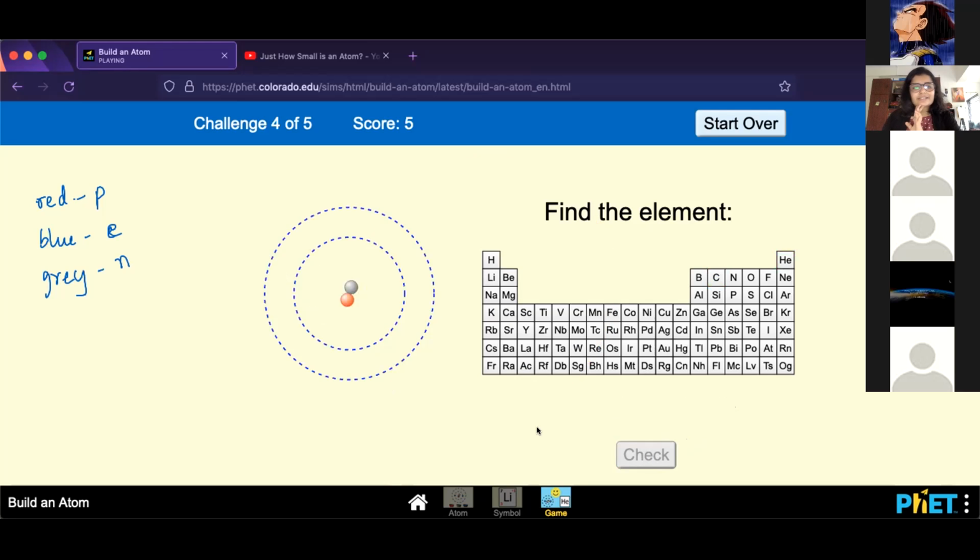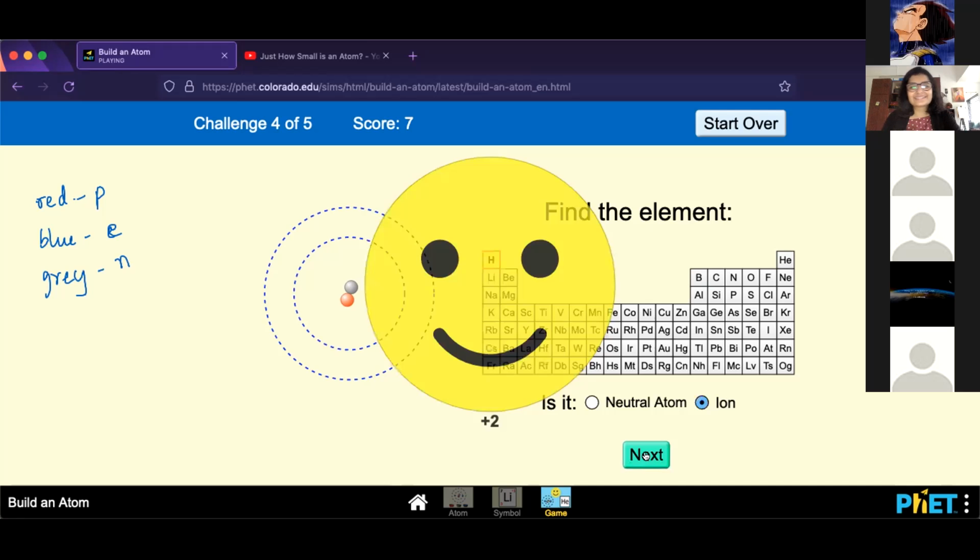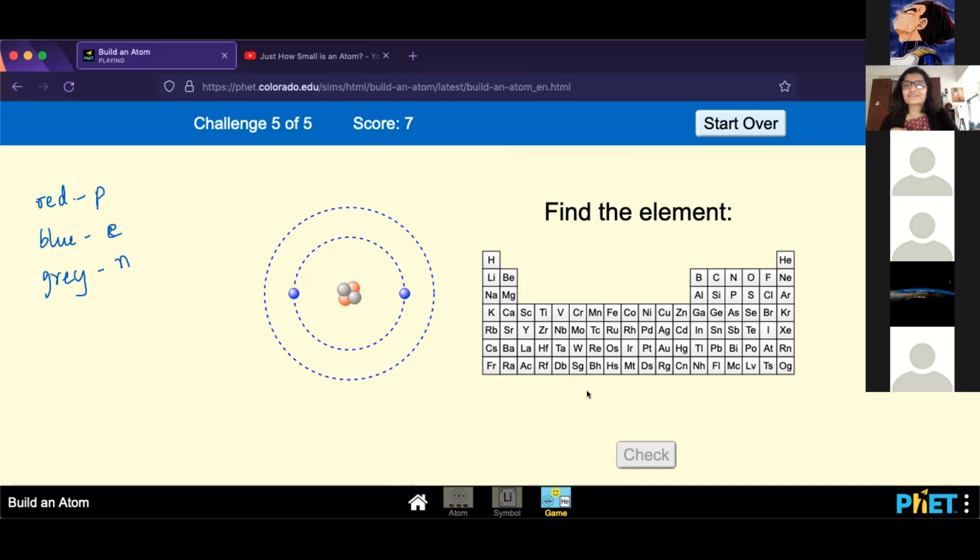Yeah. अभी ये कौन सा element? Is it hydrogen? Hydrogen. Okay. Neutral or ion? Ion. Yes, got it. You're getting it now, properly.